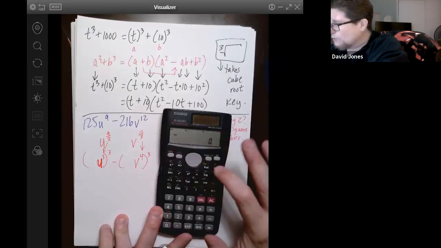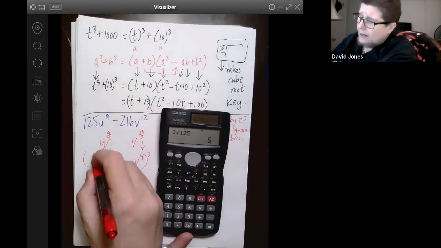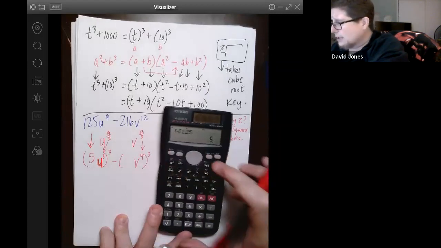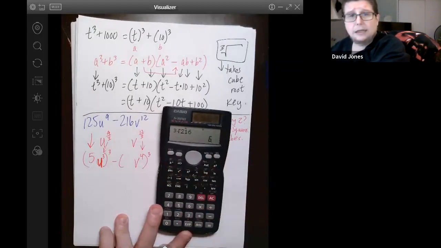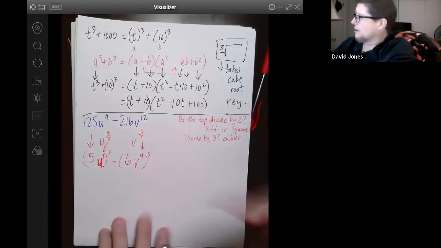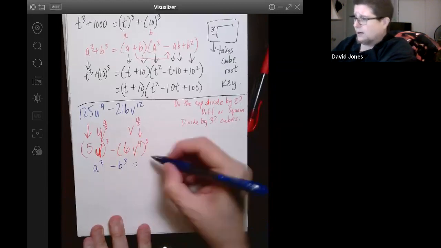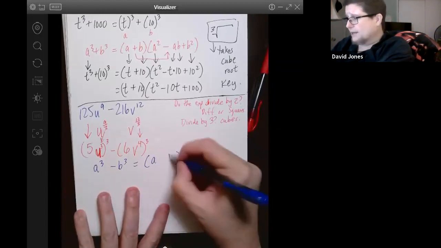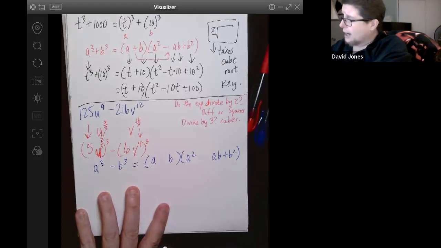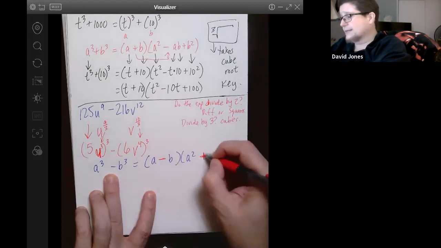Let's take this cube root. 125 will give you 5. And the cube root of 216 is 6. So this is like a cubed minus b cubed. The formula, we have a and b in the front, a squared, and then ab plus b squared in the end. And we use the same sign in the first parentheses and the opposite sign in the second parentheses.